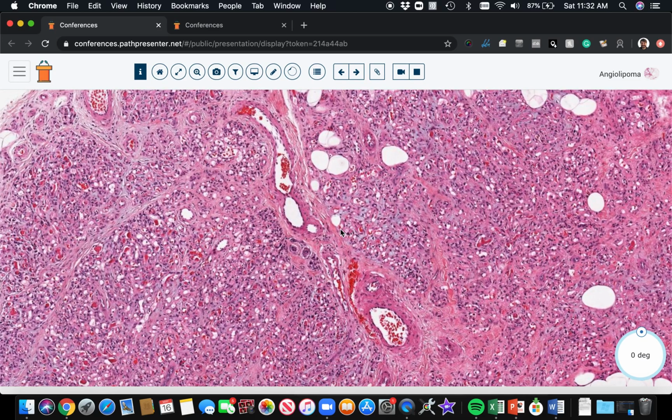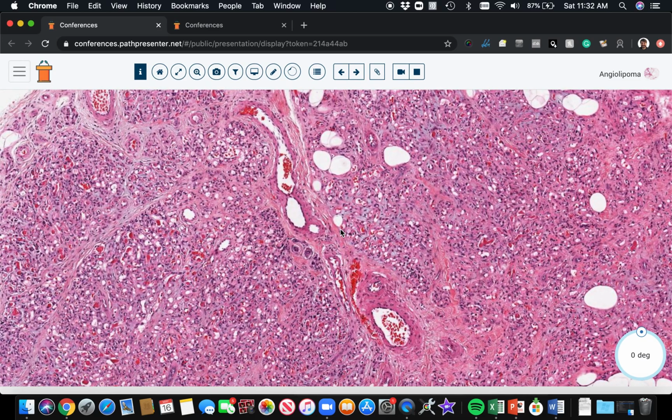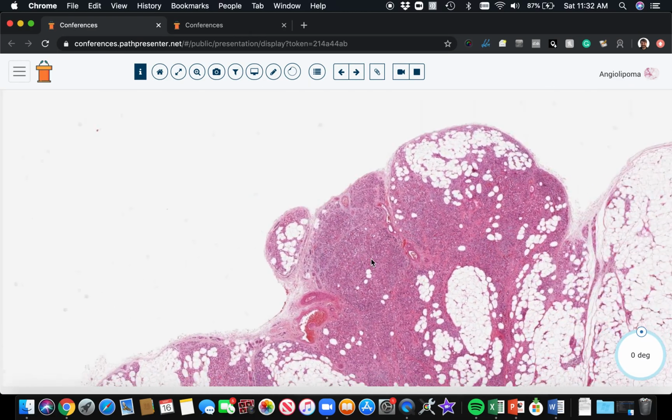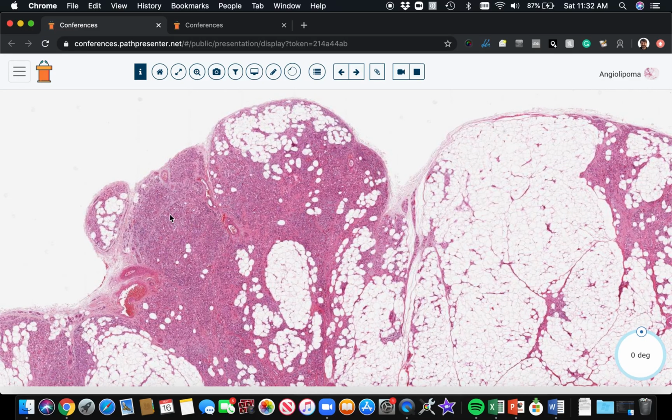In fact, if you got a biopsy that just showed that, you would have a hard time recognizing it's angiolipoma because it only has a tiny bit of fat. So it can run a range from being predominantly fatty to being predominantly vascular and everywhere in between. But to me, if I find even a little cluster of vessels, I'm happy to call angiolipoma.